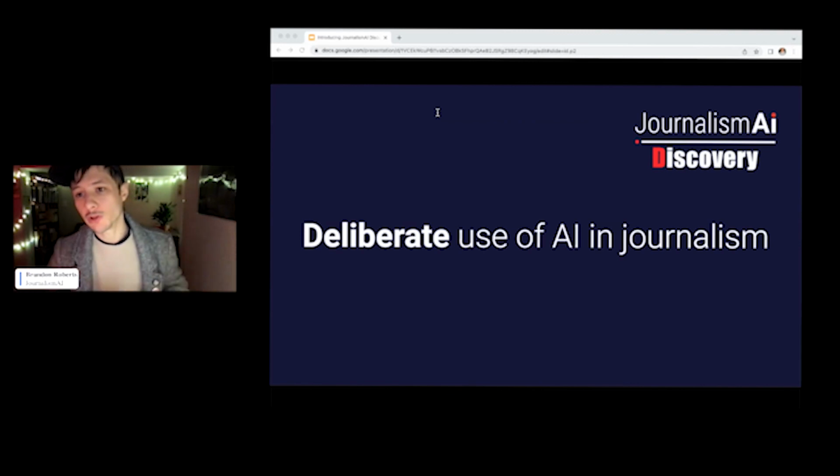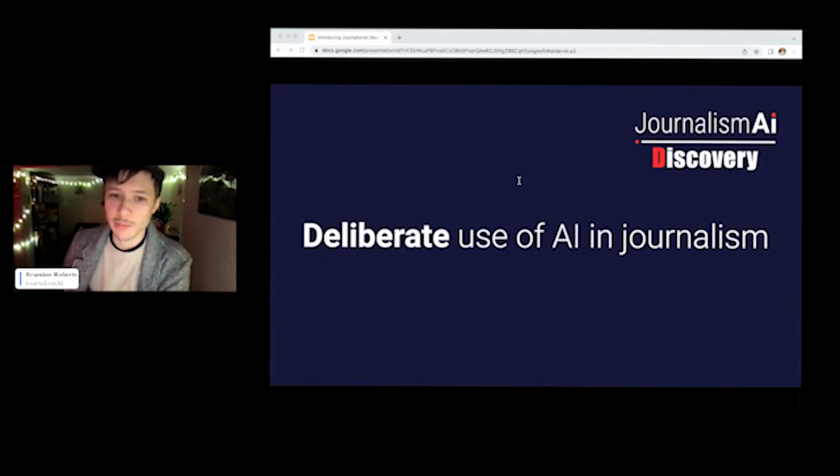But with the course, with Journalism AI Discovery, we're going to focus on the deliberate use of AI within journalism. So the focus is going to be on identifying problems, studying them, and then gathering what you need to create an AI solution to it. The kinds of problems are things that used to require people to do, and they're oftentimes low value, high cost problems. So things that could be done by anybody, but they take a lot of time and resources.